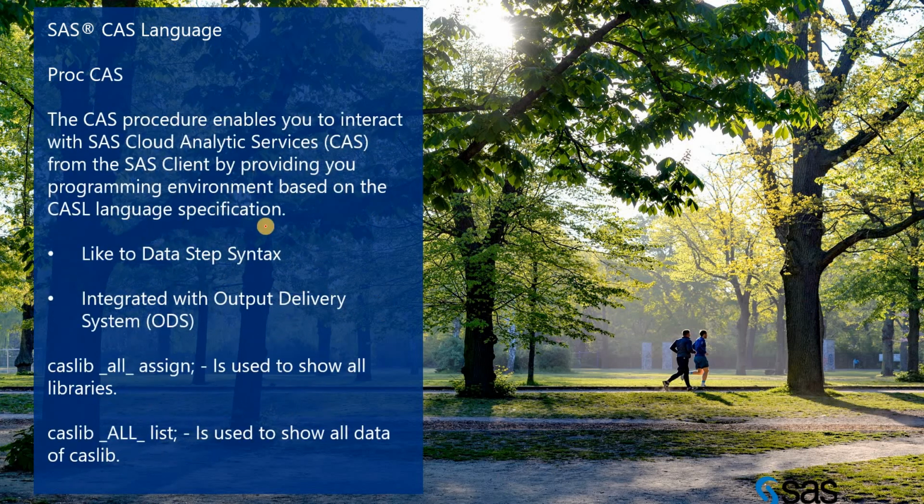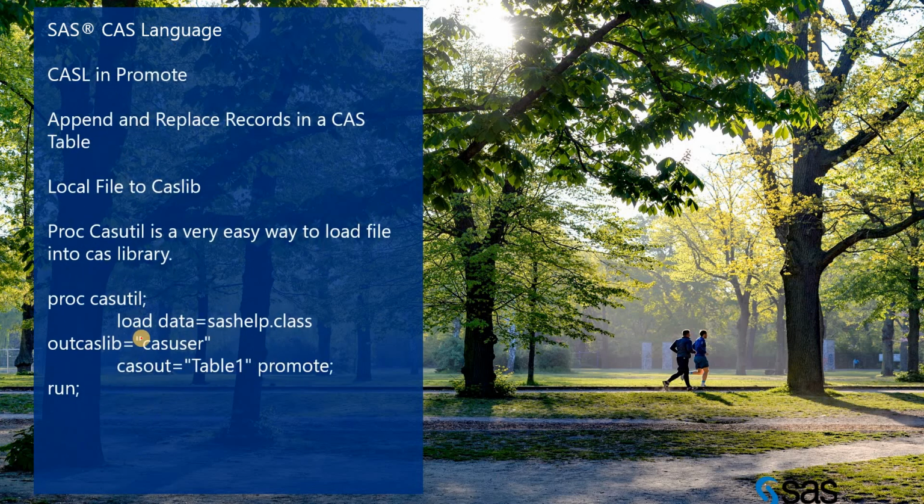So these are the two statements here in the CAS. We are using caslib all assign and caslib all list. The caslib all assign is used to show all the libraries, and the caslib all list is used to show all the data of a caslib. So these are the two statements we have done.